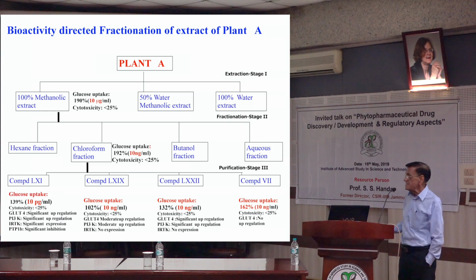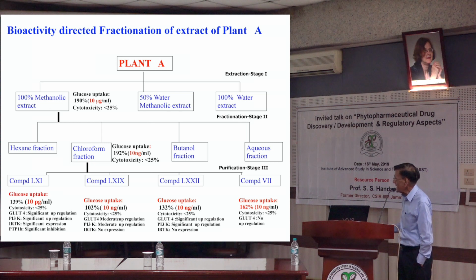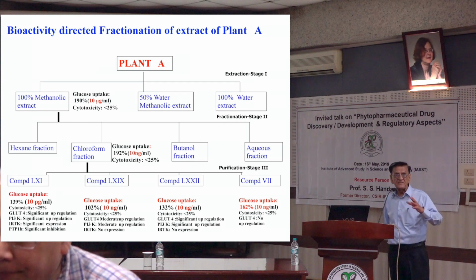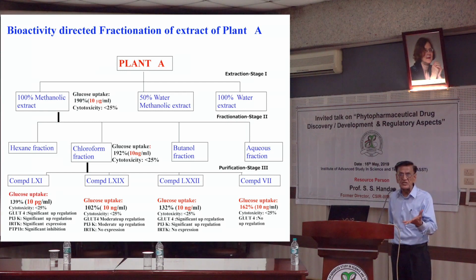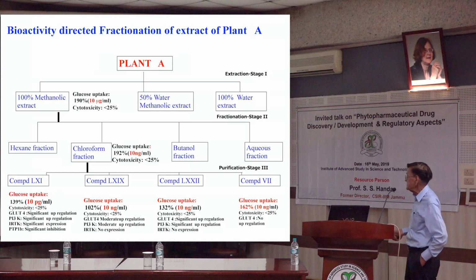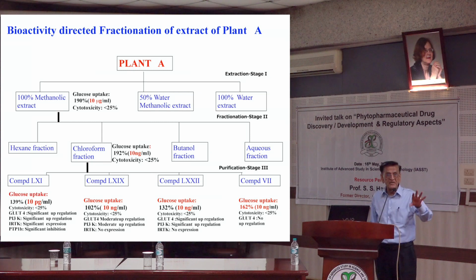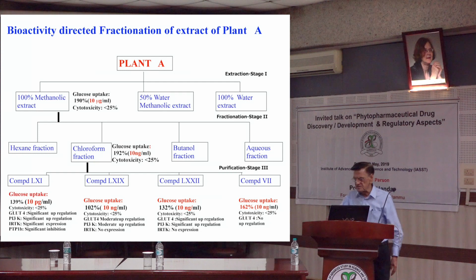It means either you work on a single NCE, a single compound, or you combine all 4, take that fraction and see the activity. Activity will be potentiated. Moreover, that will be acting on different targets and it may be more potent. So this is the way to make a phytopharmaceutical fractionation process. This is just in brief.